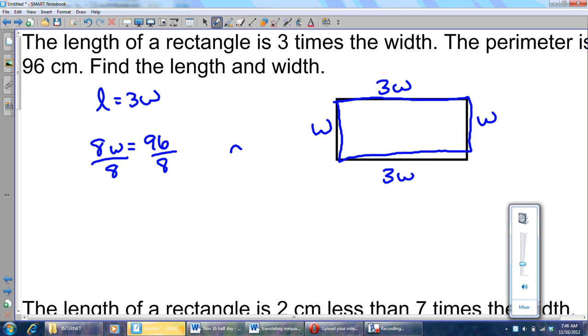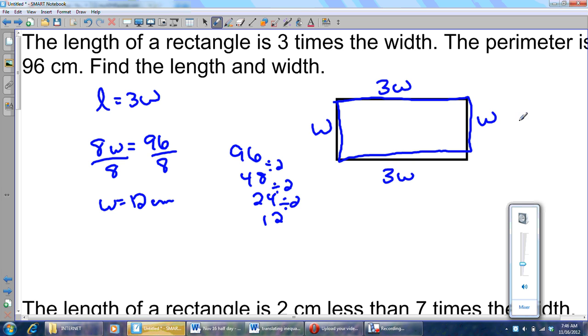I think I've told you that. 96 cut in half would be 48. Half of 48 is 24, and half of 24 is 12. If I divide by 2, and divide by 2 again, I've just divided by 8. Okay, so W is going to equal 12 centimeters.